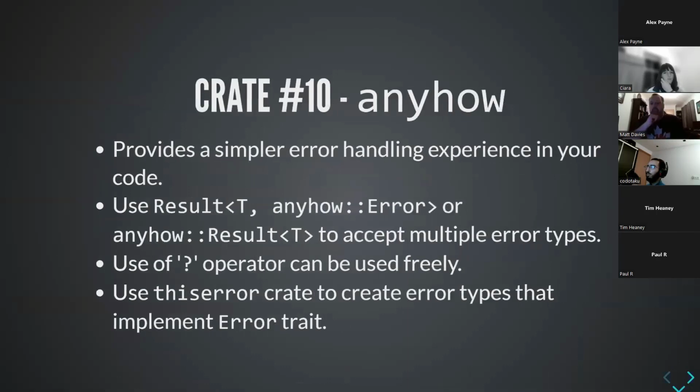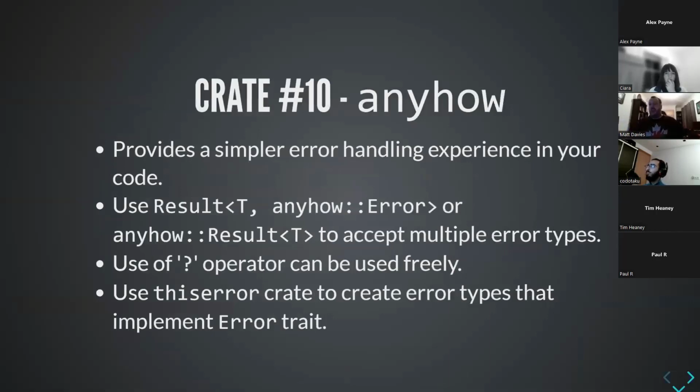Crate number 10, anyhow. So anyhow provides a simpler error handling experience in your code. It uses a couple of types. It uses an error type you can use in a normal result, or you can use its version of the result itself. And it's basically to accept multiple error types. Now, the usual way to accept multiple error types in Rust is very verbose. It involves having a box that contains the implementation of the error trait plus send plus sync plus the static lifetime, and it's a big, horrible, awful thing to type in your code.